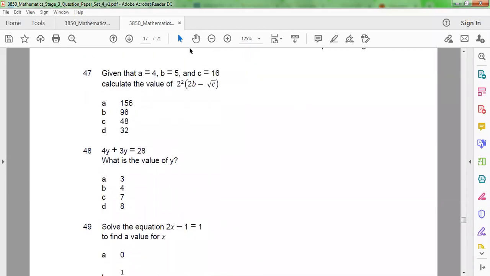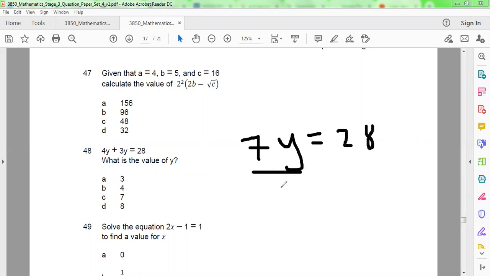Here's another one. All right, so these are 2 like terms. So 4y plus 3y is actually 7y. That is equal to 28. Divide everything by 7. y is equal to 4.